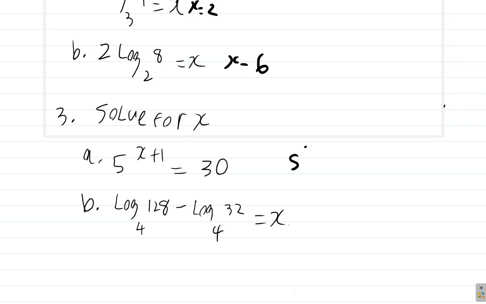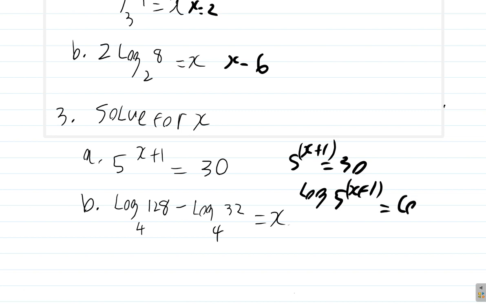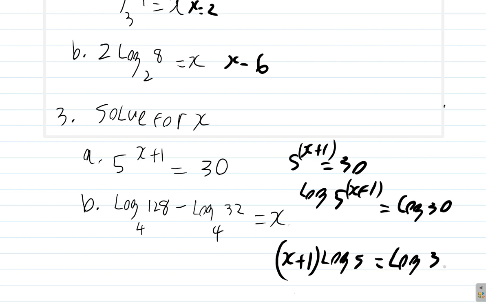You have 5 to the x plus 1 is equal to 30. Let me put x plus 1 in brackets. Log both sides. The log of 5 to the x plus 1 is equal to the log of 30. Now you know when you have the log of a number to a power, it's the same as the power times the log of the number. X plus 1 times the log of 5 is equal to the log of 30. You see that?